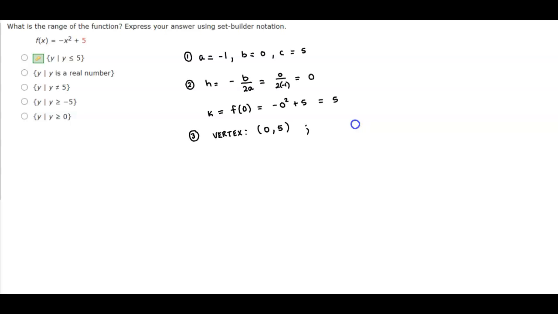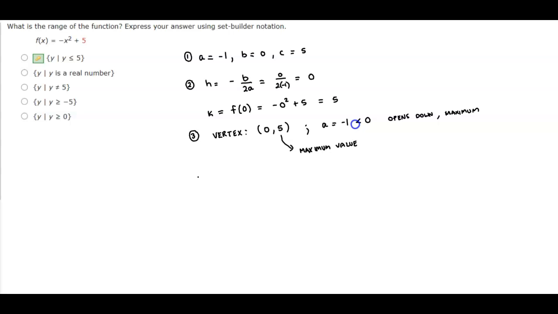Okay, and what else do we know? Well, the value a is equal to -1, which is less than 0. So we know that this opens down, which means if it opens down, then it's going to have a maximum point. Okay, so we know that 5 is the maximum value.